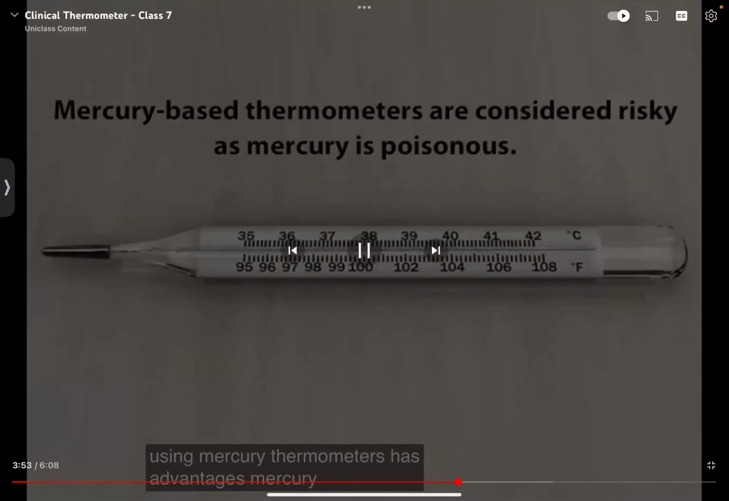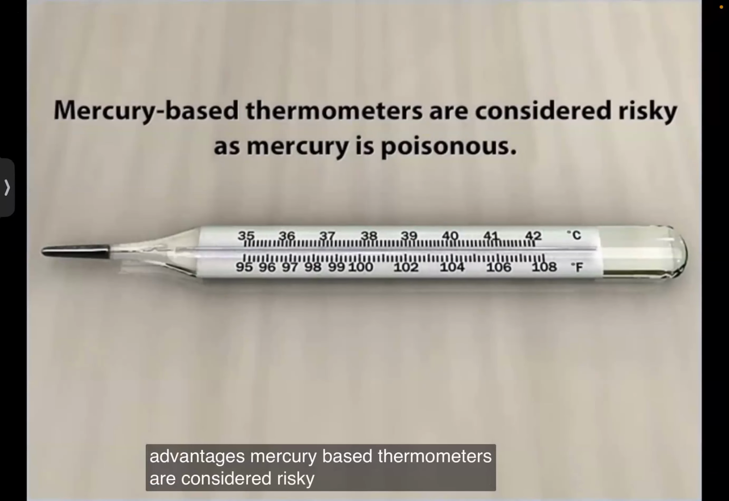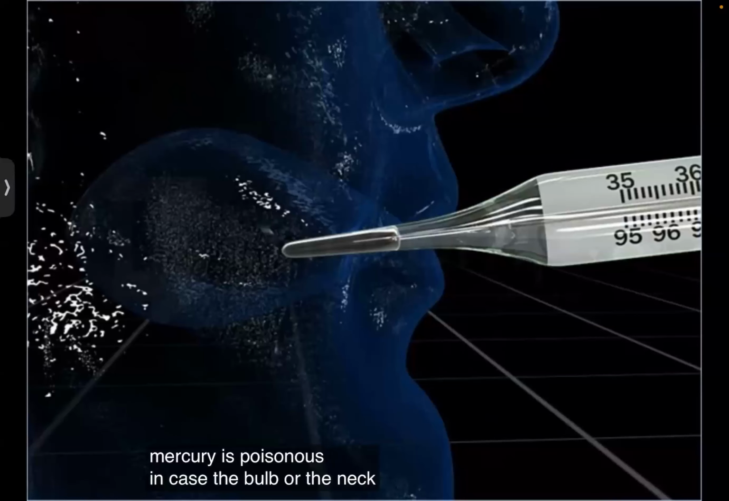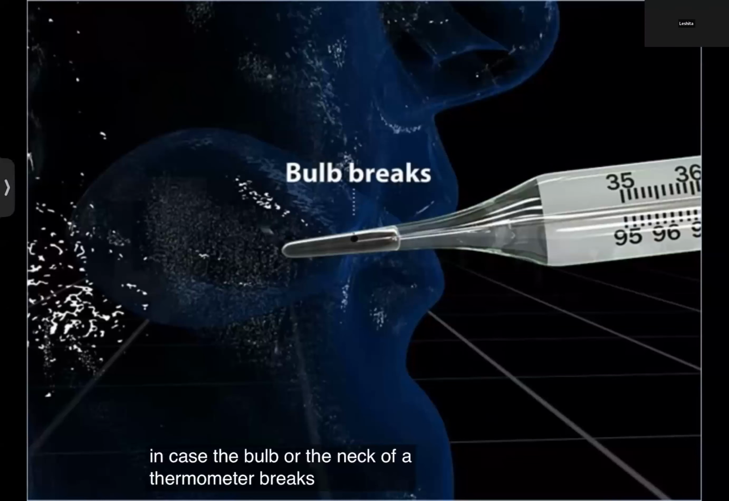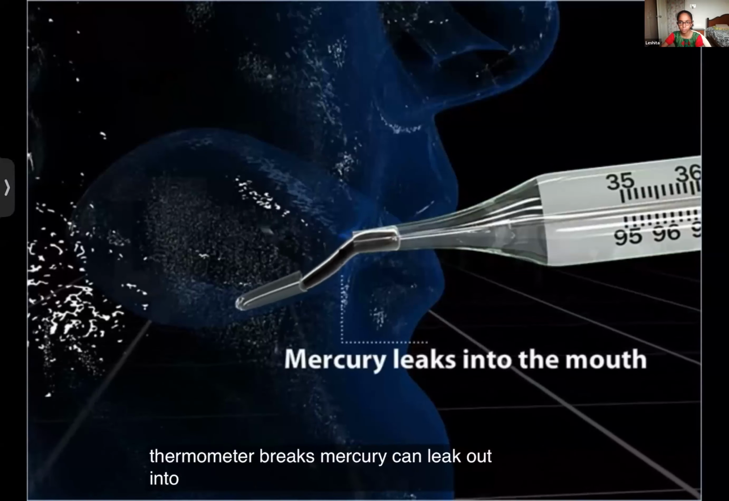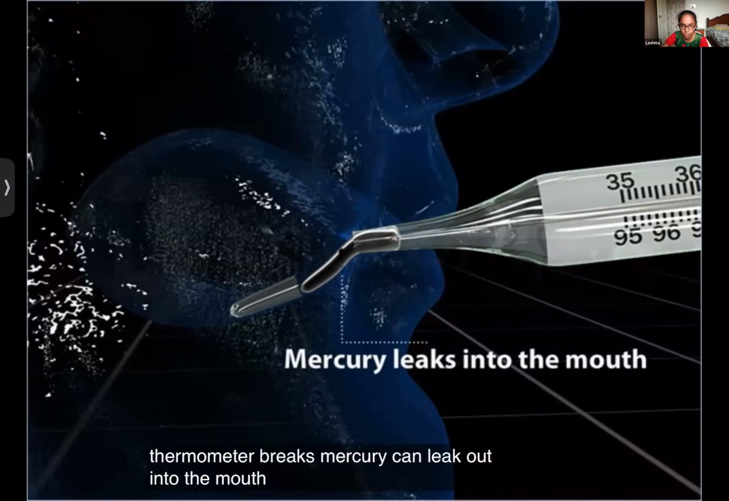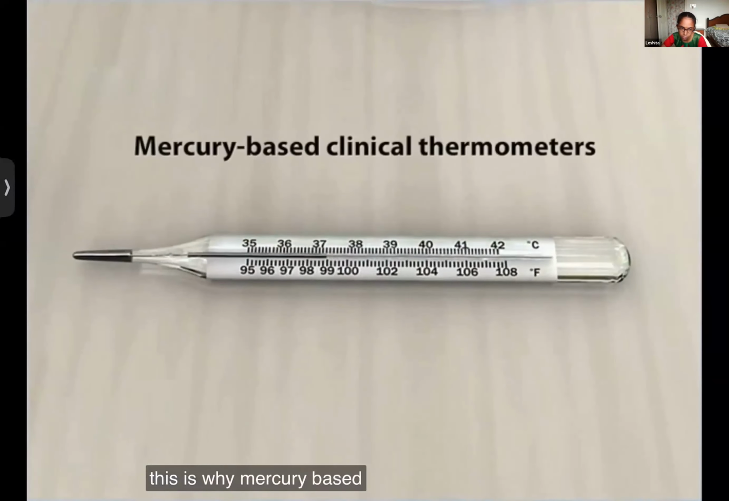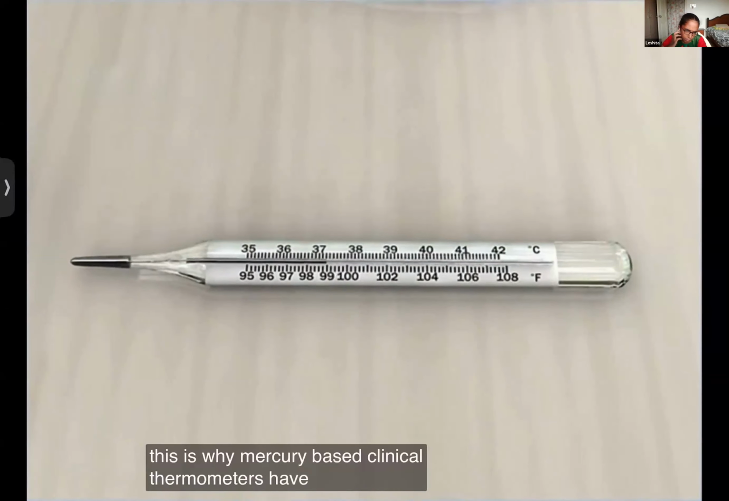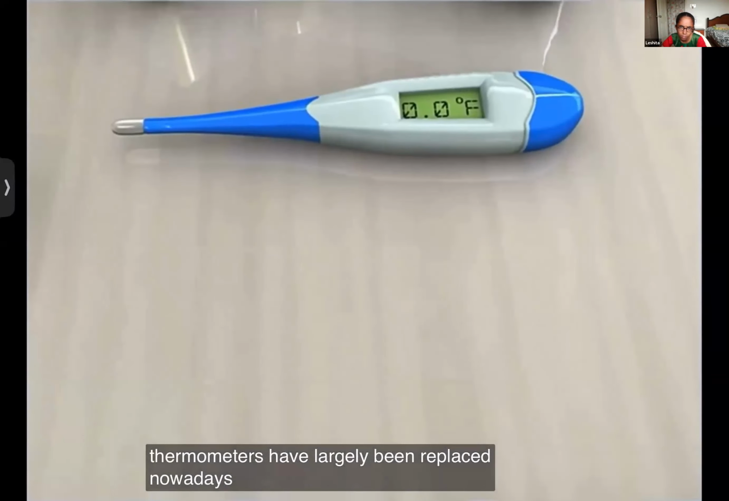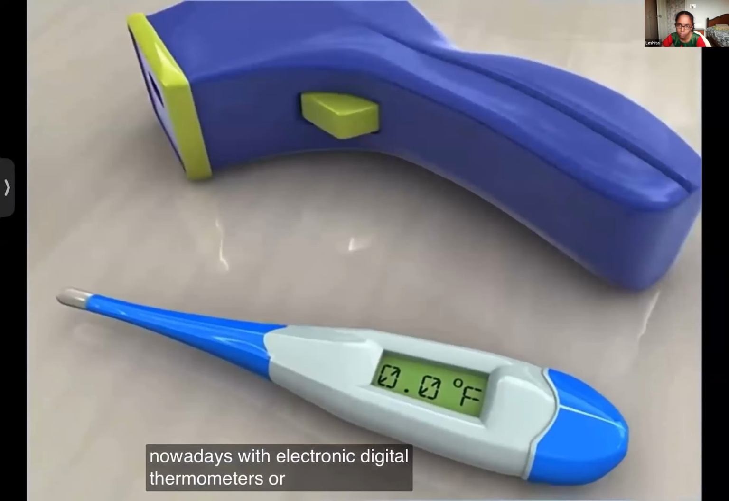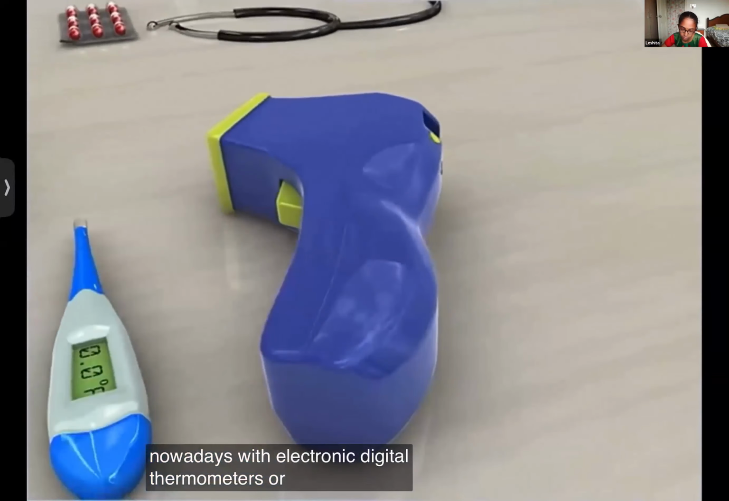Despite these advantages, mercury-based thermometers are considered risky. This is because mercury is poisonous. In case the bulb or the neck of a thermometer breaks, mercury can leak out into the mouth. This is why mercury-based clinical thermometers have largely been replaced nowadays with electronic digital thermometers or scanner thermometers.